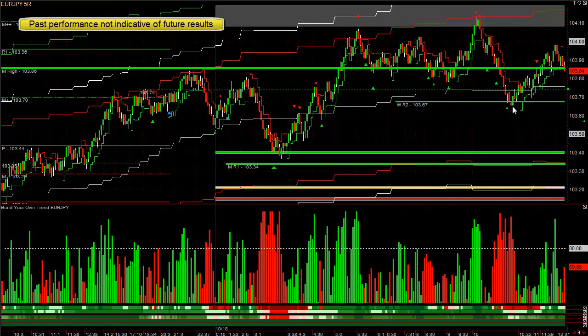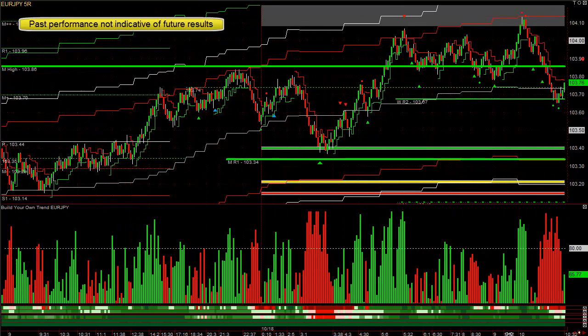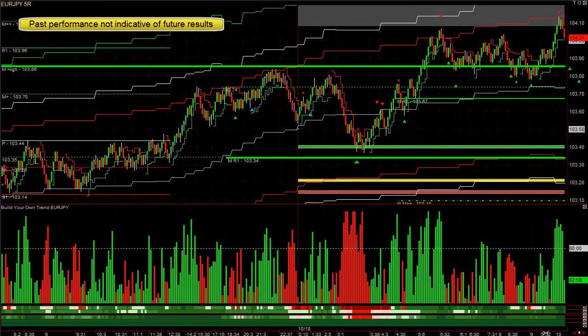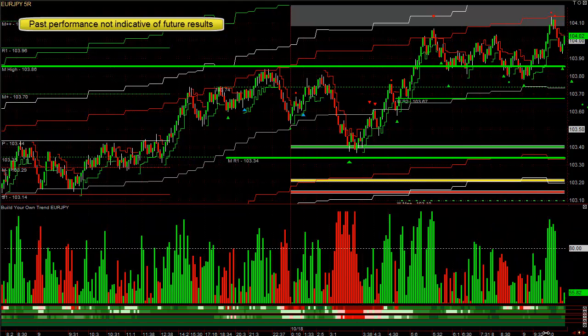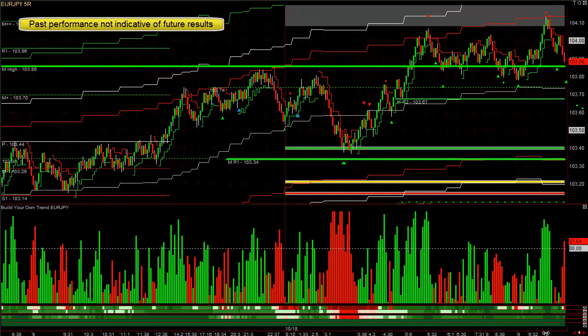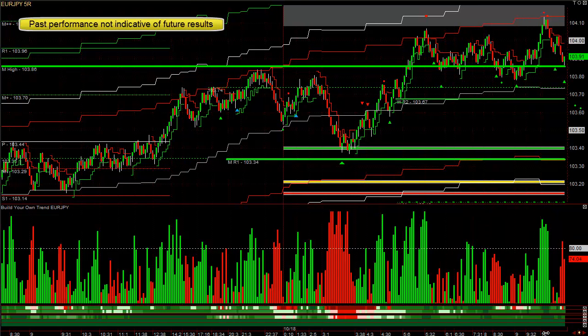on the pullback there. You always want to watch it in real time as well. If it's pulling back with not that much weakness, move your stop down. Right here at this point, it's got a lot of weakness.